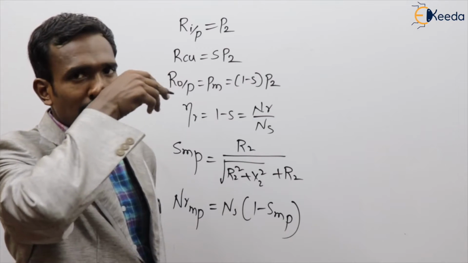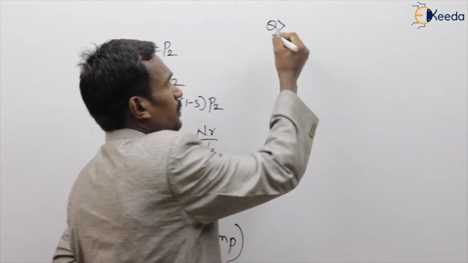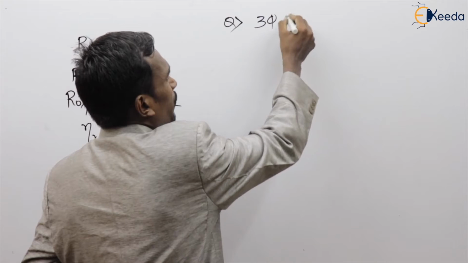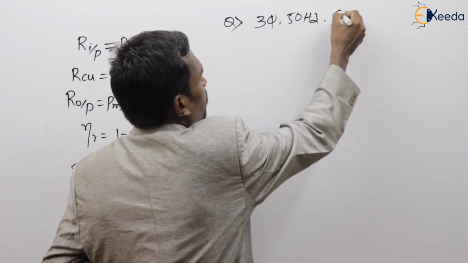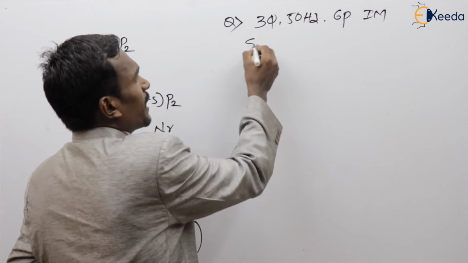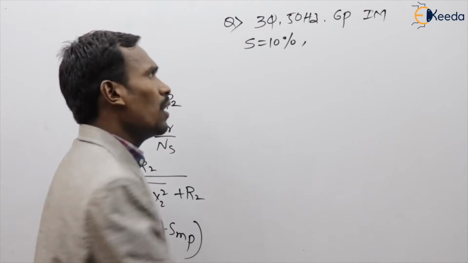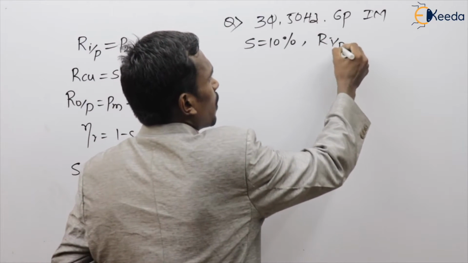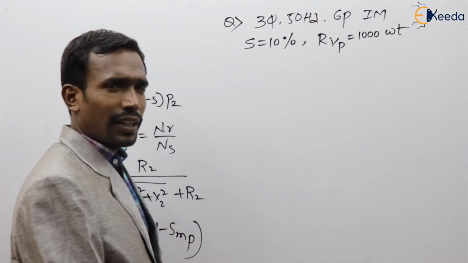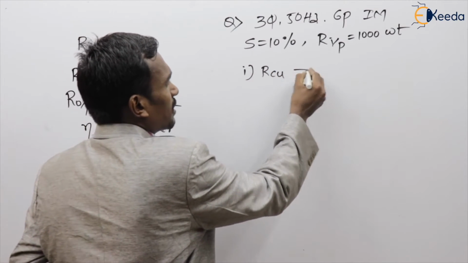For example, let us do one question. What is the question? A 3-phase 50 Hz 6-pole induction motor rotating at 10% of slip with rotor input 1000 watts. Now they are asking first, the rotor copper losses.